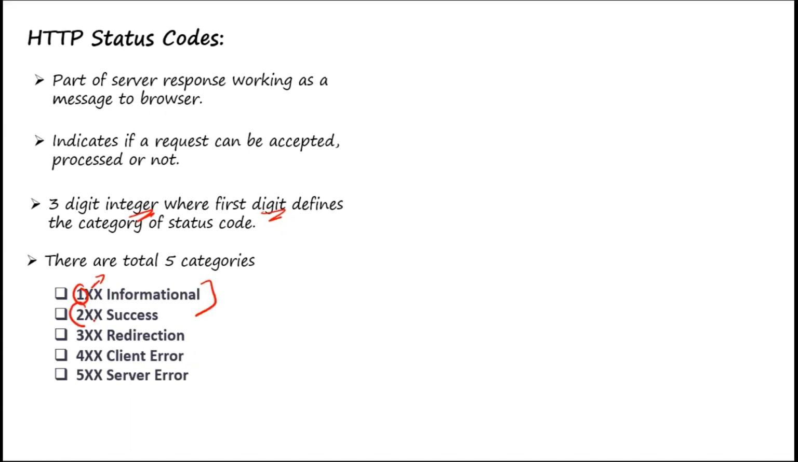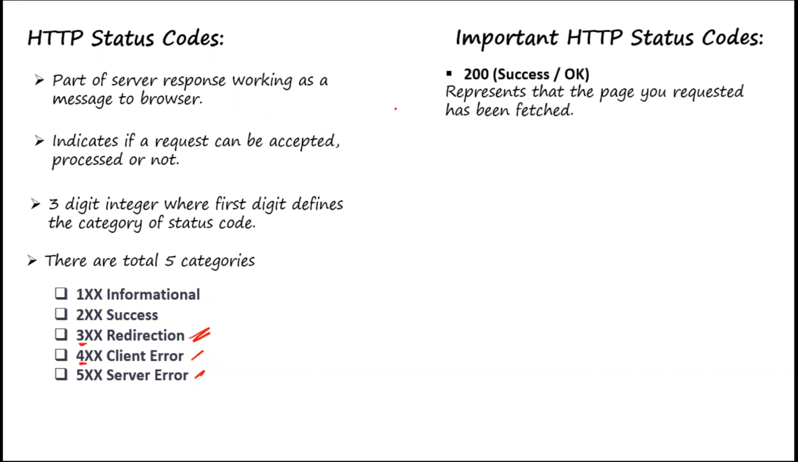The codes starting with the integer 2 are success codes. They tell that the request has been successfully processed. Similarly, 3 is for redirection, 4 for client errors, and 5 for server errors. Let's see some important HTTP status codes associated with each one of these. So number 1 is your status code 200. The message we see is OK. It represents that the page you requested has been fetched successfully.